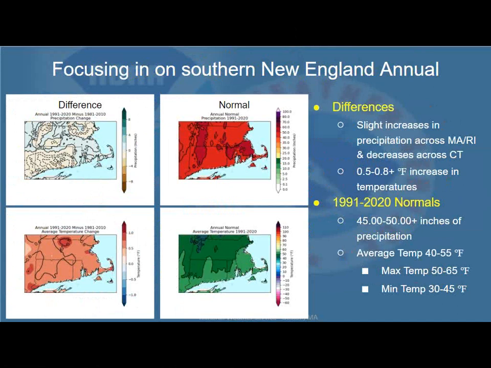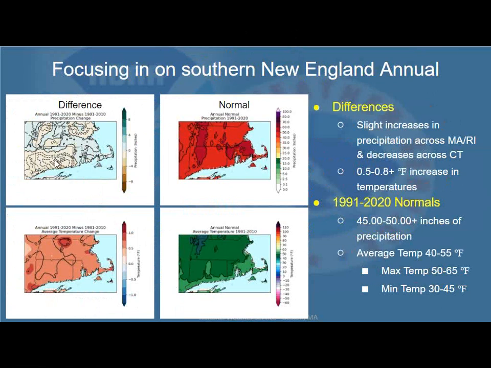When it comes to precipitation, there's no loop, mainly because, as you'll see a little later, there have been some increases and decreases, but not a lot. Looking at these images, there are slight increases in precipitation across Massachusetts and Rhode Island, and then there has been a decrease across Connecticut. And again, this is the yearly difference.